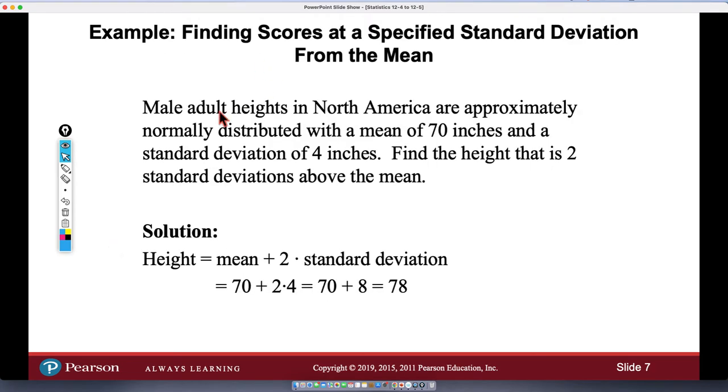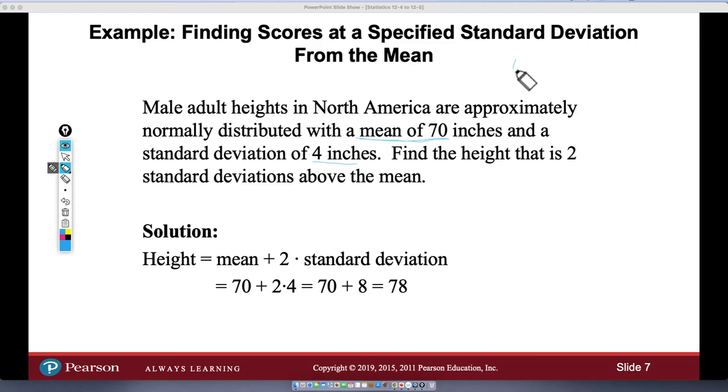Okay, so here's an example. Heights of males in North America. They measured a bunch of people and found a mean of 70 inches. So again, they put all that data together, added it all together, divided by however many people they had the data for. It's a couple million. They divide by a couple million, find that the average is 70. They also do the same thing. They calculate the standard deviation. So they found that the standard deviation is 4 inches.